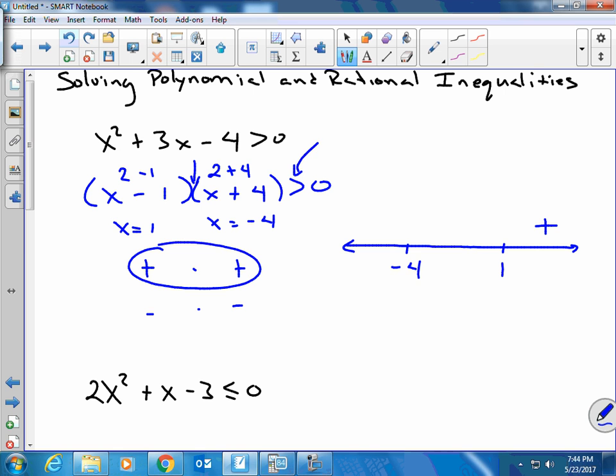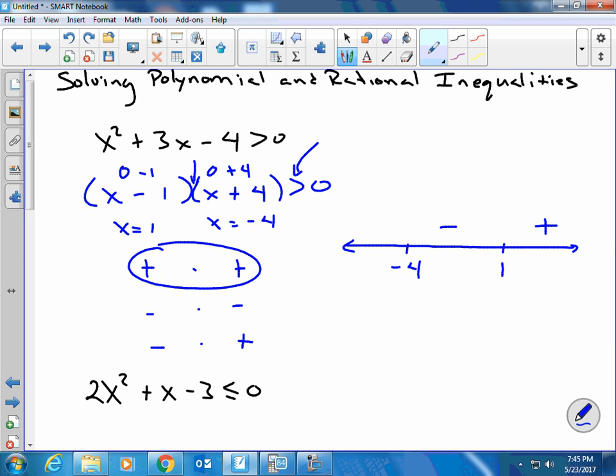Okay? So let's check a single point in between -4 and 1. How about 0? 0 is in between those. 0 minus 1 is a -1, and 0 plus 4 is a positive 4. So now I have a -1 times a positive 4, and a negative times a positive is negative. When I plug in every number between -4 and 1, the answer, or the product, will be negative.